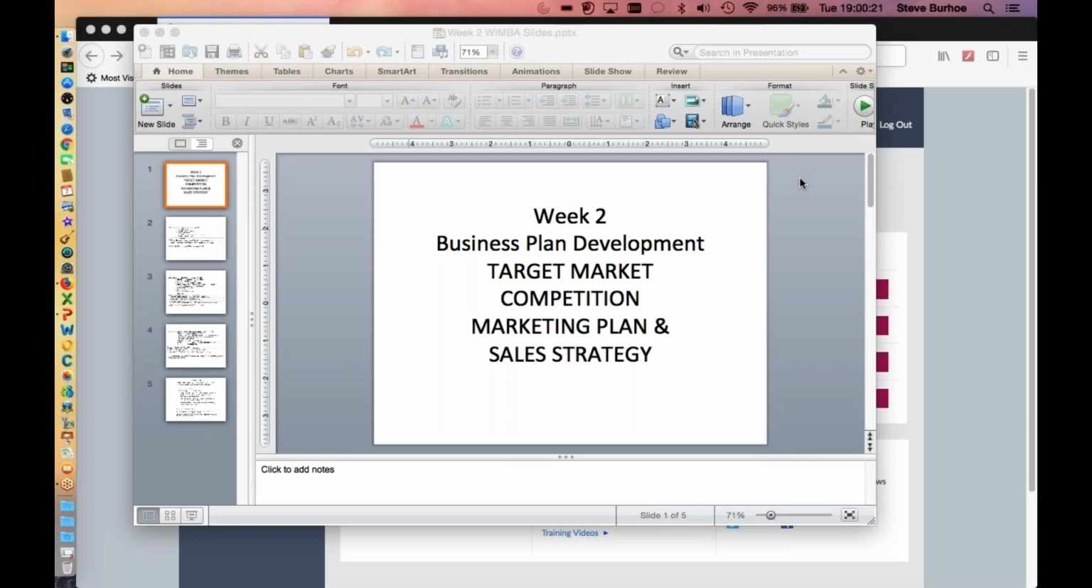What is due for this week? There are 2 different assignments due. The one assignment is the differentiation, where you'll do your SWOT analysis: your strengths, weaknesses, opportunities, and threats. I'll cover that at the end. But the 3 chapters you have to do are the target market, competition, and the marketing plan.